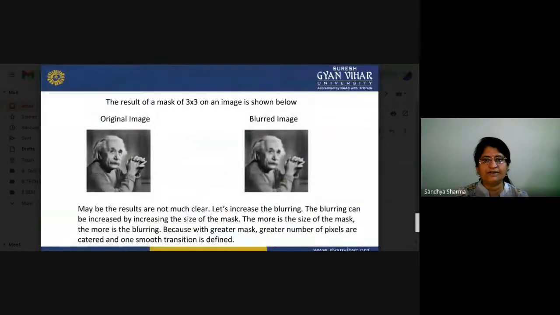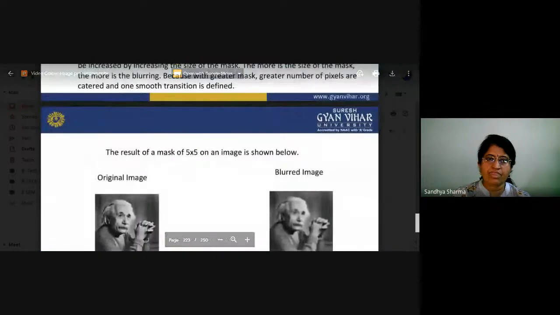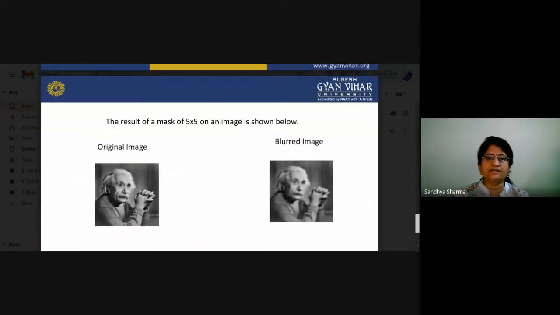This is the result of a mask of 3 into 3 on an image, and that is the original. Maybe the result is not very clear, so let's increase the blurring. Blurring can be increased by increasing the size of the mask. The bigger the mask, the more the blurring, because with a greater mask a greater number of pixels are scattered and a smooth transition is defined. Now here is the result of a mask of 5 into 5. The image is much more blurred compared to the previous one.